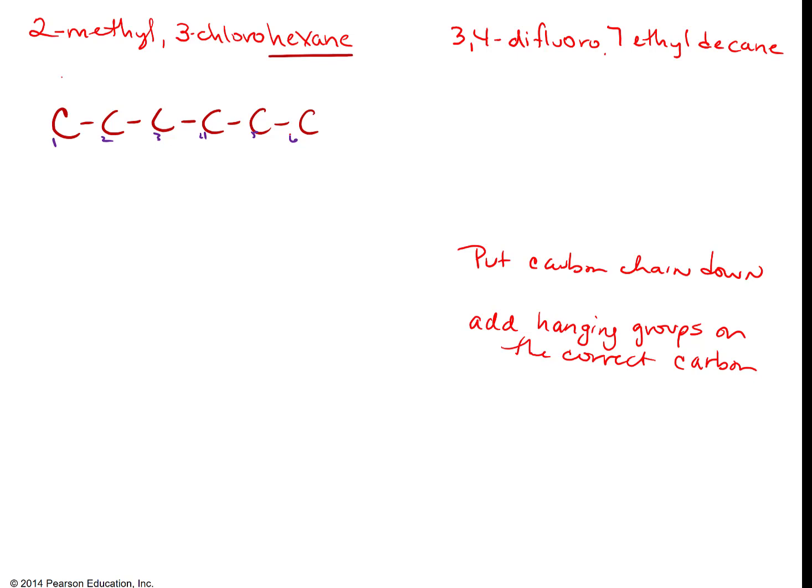So off of carbon 2, I'll put a CH3. Off of carbon 3, I'll put a chlorine. Anything else? All the rest of that is what? Those are hydrogens. Okay? So 2-methyl 3-chlorohexane: look at the last word, number the chain, just add those groups.